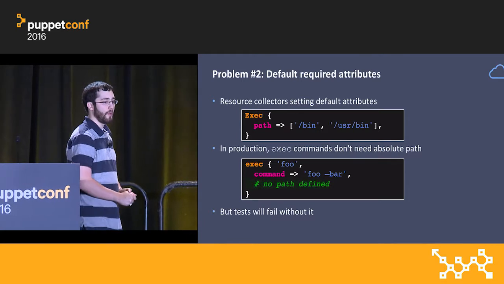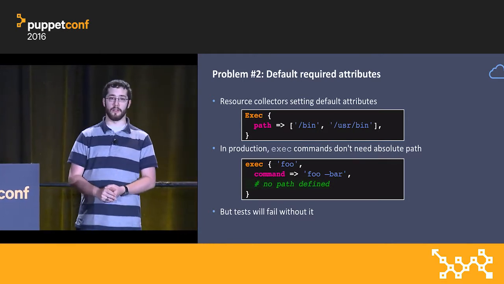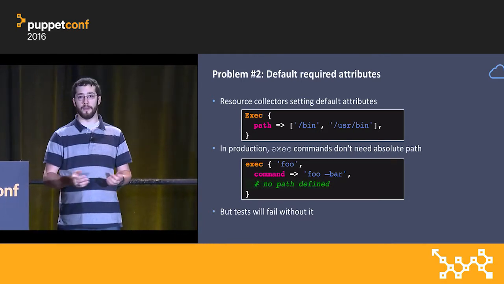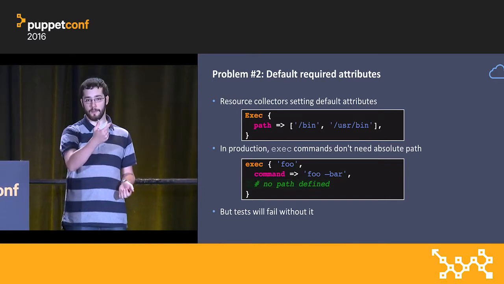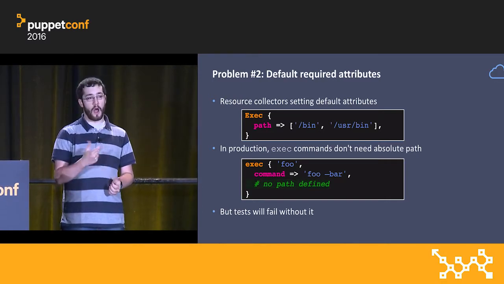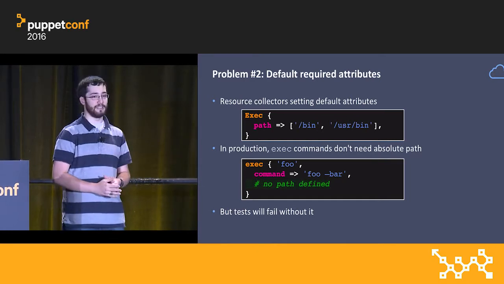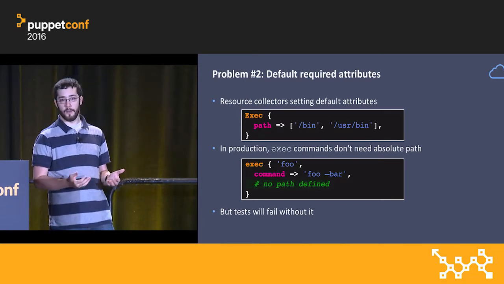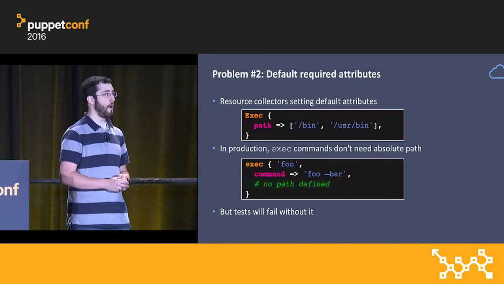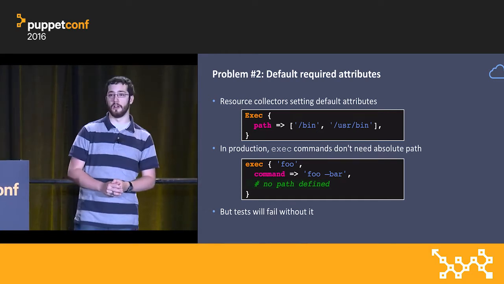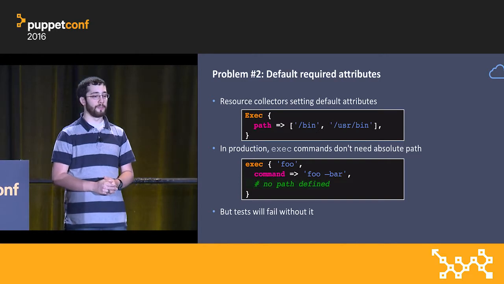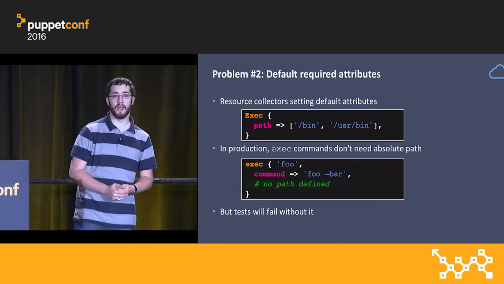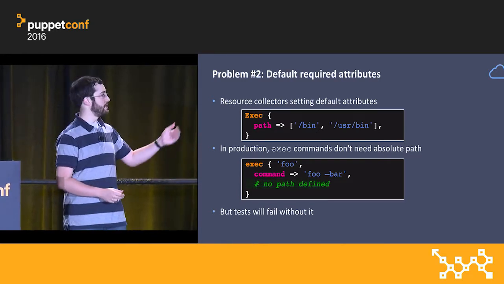The second problem we ran into was with required attributes. So in Puppet resources, there are typically one or more required attributes that you have to specify in order for the catalog compilation to succeed. In the example of the exec resource, you always need to specify the path. But in Puppet, you can also specify a default path using a resource collector, like in the snapshot at the top. So this tells Puppet that if a path isn't specified, to just use that one.